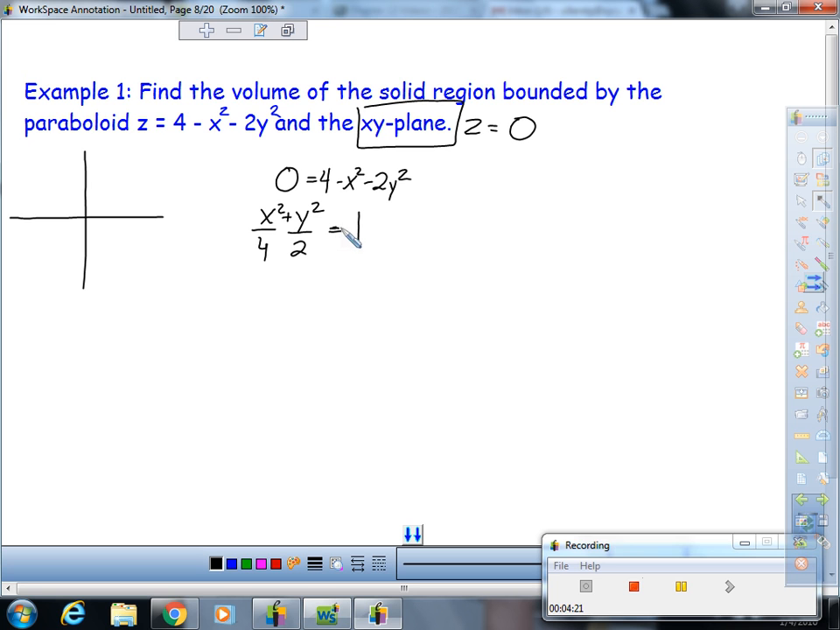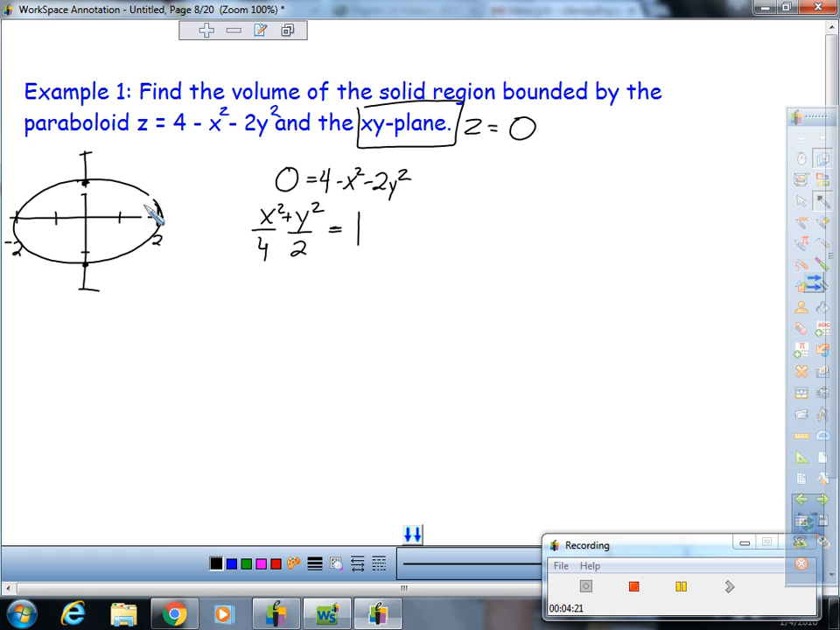What that lets us know is that x is going to go to 2 and negative 2, and y is going to go to radical 2, which is like here-ish. Okay, and that's what the base of our paraboloid is going to look like.